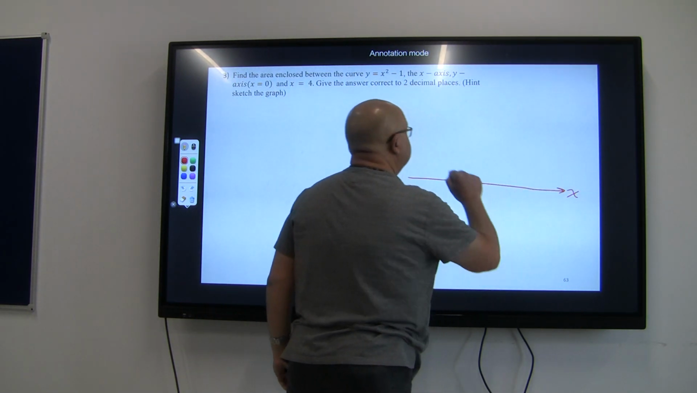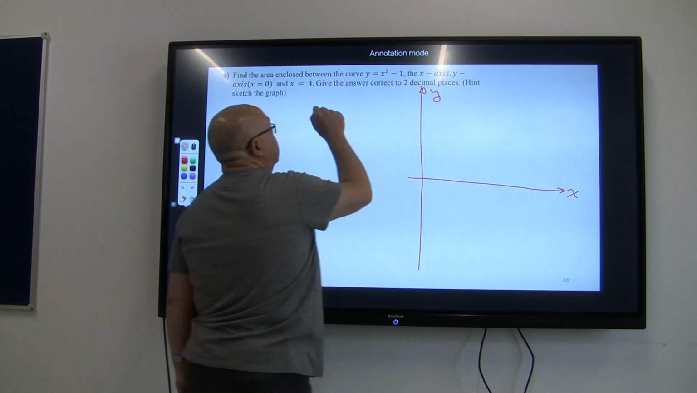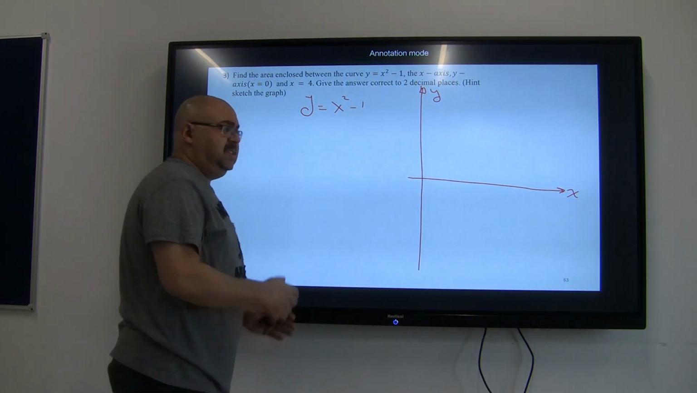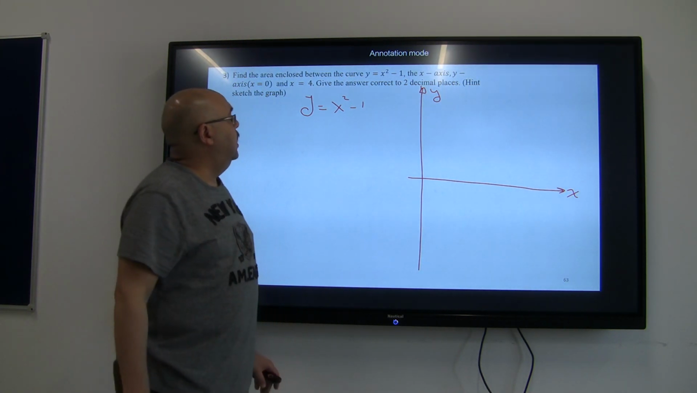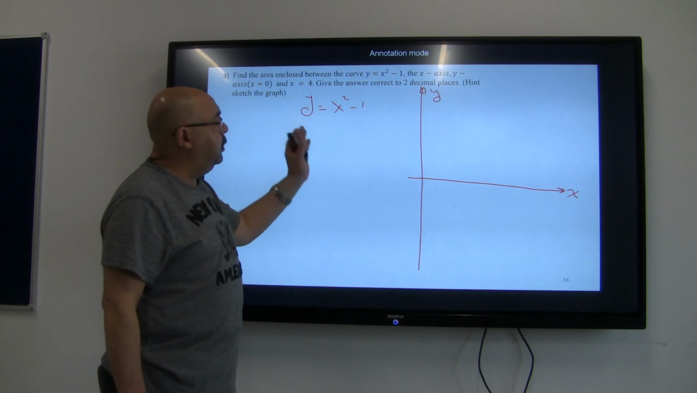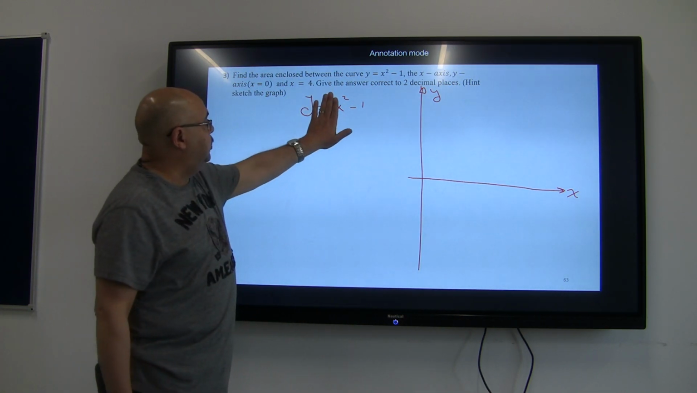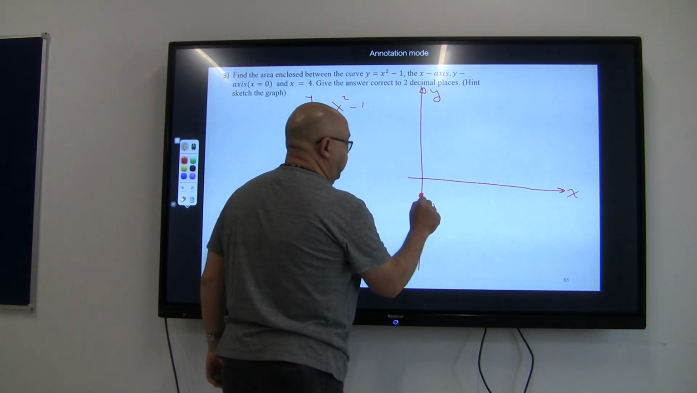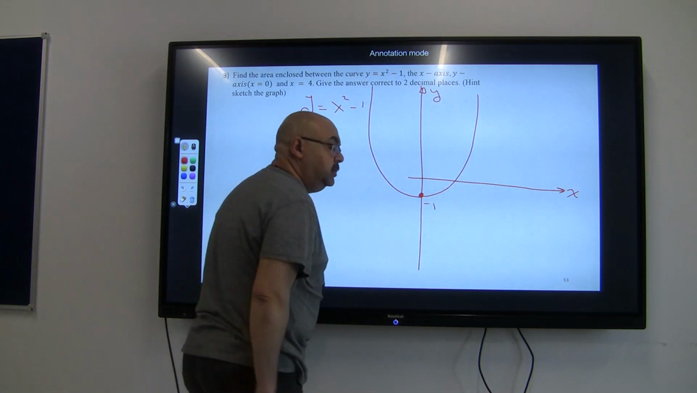This is the x-axis. That's the y-axis. I want to draw y equal x squared minus 1, which is simply a quadratic function in its simplest form, symmetric about the y-axis. The y-axis equation is x equal to 0. If I put x equal to 0, it will start from negative 1 and go up. This is the function that we are talking about.